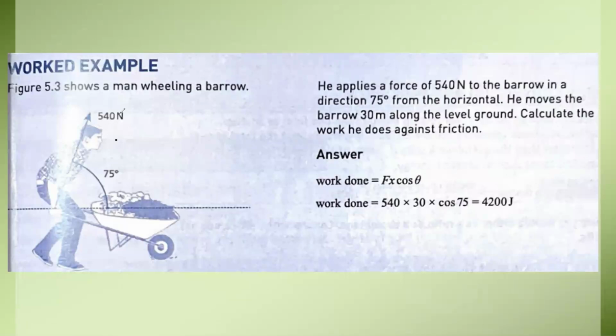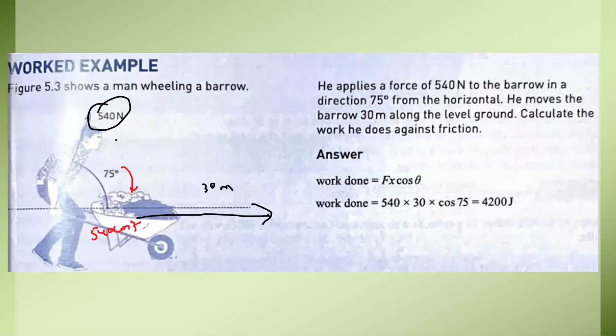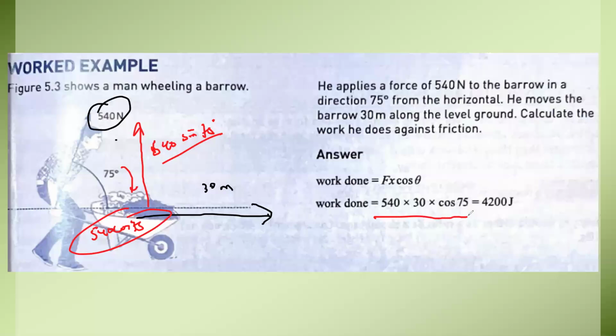For example, a man wheeling a barrow applies a force of 540 newtons at an angle of 75 degrees and moves it 30 meters. This force has two components: one is 540 cosine 75, and the other is 540 sine 75. Which component should I use? I will use 540 cosine 75 multiplied by the distance moved. So we get about 4,200 joules of work done.